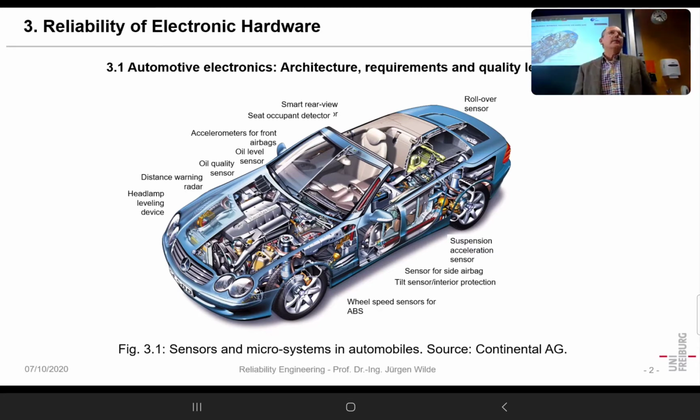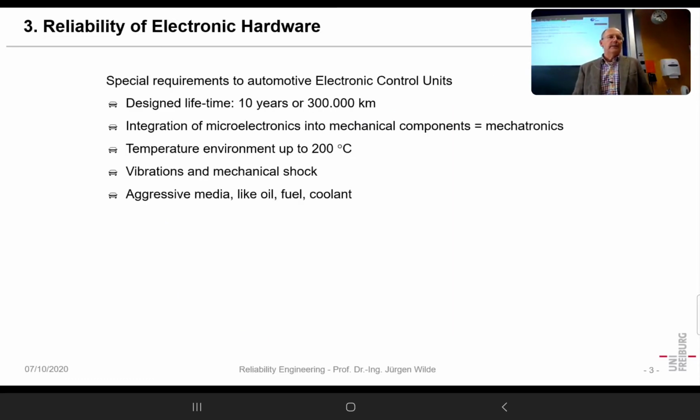Okay, later on we will see that also on a mathematical basis, and we will see how we can predict the reliability of such systems. So a car's typical designed lifetime is 10 years, now maybe 15 years, 300,000 kilometers.